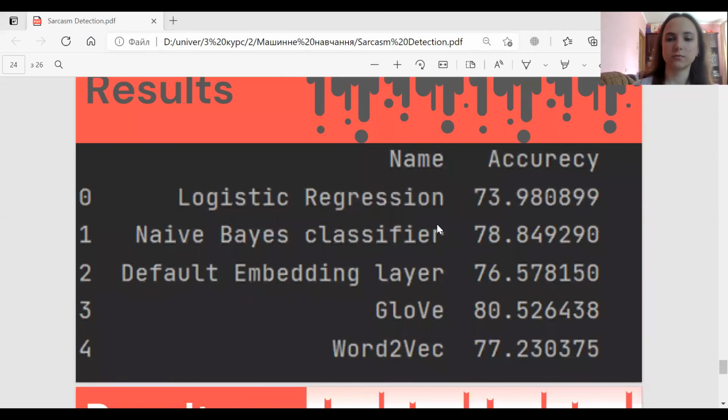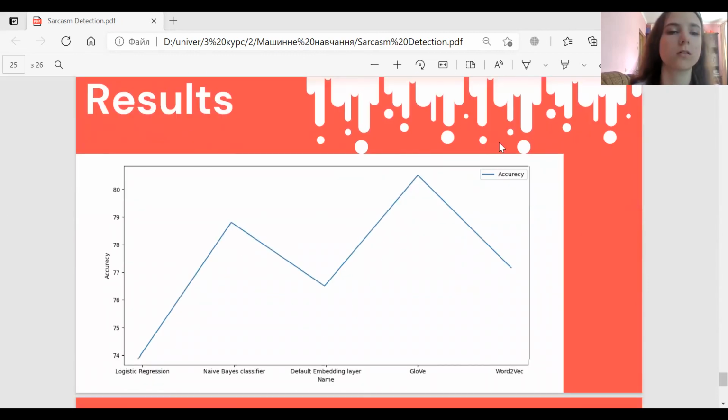All of the results are recorded in the table, except the logistic regression and naive Bayes classifier that were trained without TF-IDF because the performance was quite low. The best results can be seen in the graph. The best accuracy is in the model with GloVe, followed by the naive Bayes classifier.